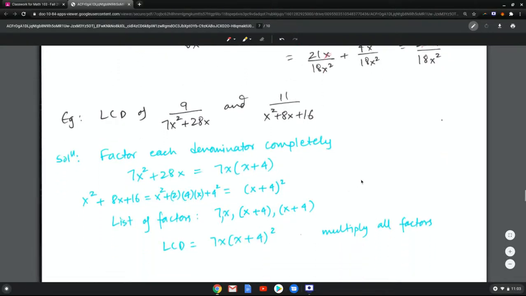Let's look at a different example. Again, the first step for finding the LCD is to factor the denominators completely. In this case, 7x squared plus 8x is 7x times x plus 4. And the second term, using a squared plus 2ab plus b squared is a plus b whole squared. So now, if you compare for the numbers, you get 7. The highest power of x is x. The highest power of x plus 4 is x plus 4 times x plus 4. And so the LCD becomes 7x times x plus 4 squared. And multiply all the factors.